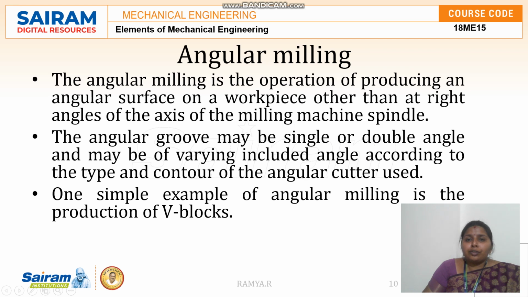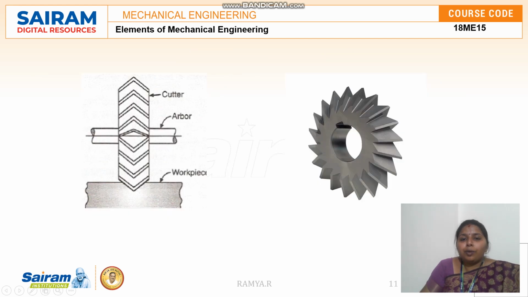Angular milling is an operation for producing an angle surface, that is a conical surface in the workpiece. It may be at an angle other than the right angle to the axis of the milling machine. The angular groove may be a single cut or a double angle, varying the angle according to the type and the contour of the angular cutter used. One simple example of angular milling is the production of V blocks.